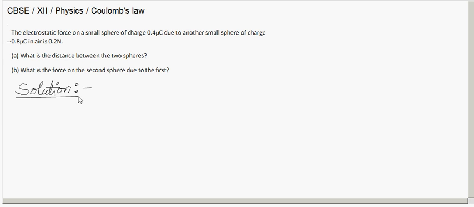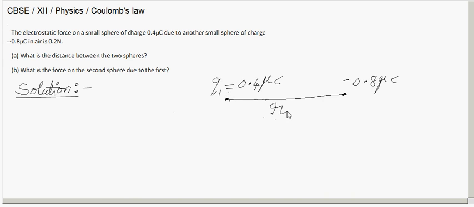Two spheres are given, 0.4 microcoulomb and minus 0.8 microcoulomb charge. Let me say Q1 is 0.4 microcoulomb. The other one is minus 0.8 microcoulomb. They are separated by some distance. That distance we need to calculate, R. And the force when they are placed in air is 0.2 Newton.